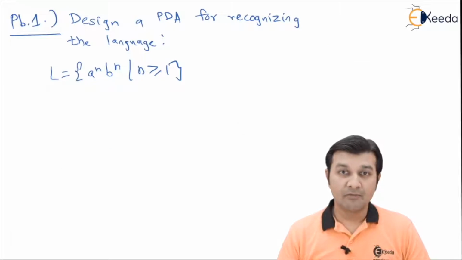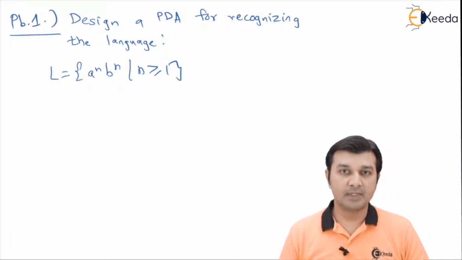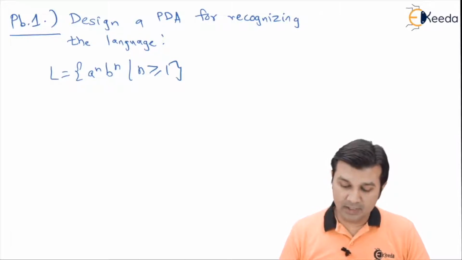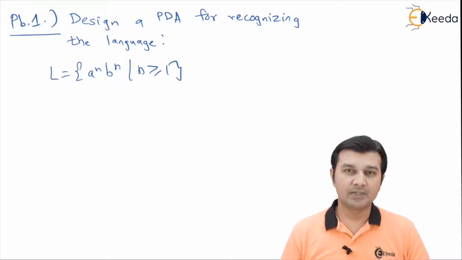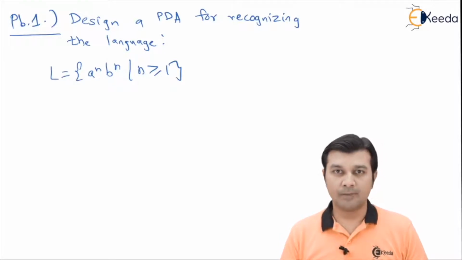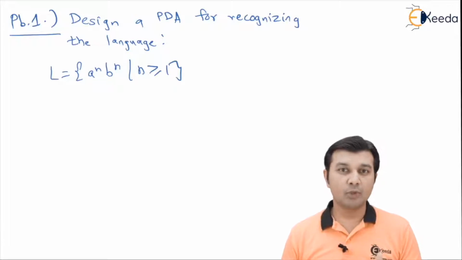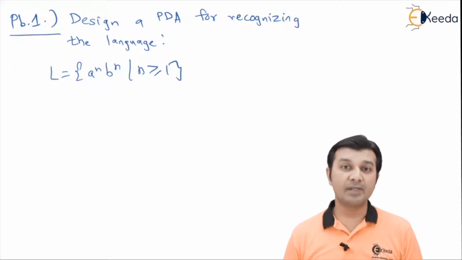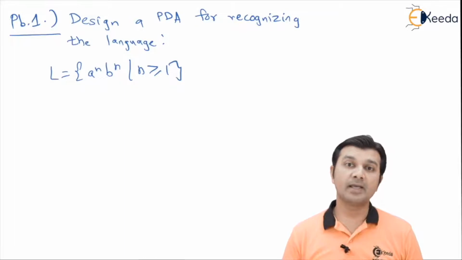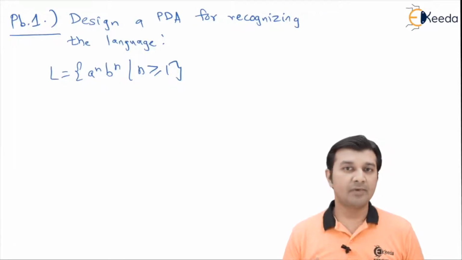So friends, we are moving to the very first problem, which says design a push down automata for recognizing the following language, and the language is L equal to a raised to n b raised to n, where n's value is greater than or equal to 1. Now in the previous videos we have discussed the same problem and we know the logic for it. So we know that for every a I'm going to push one a onto the stack, and for every b I'm going to pop the corresponding a from the stack, or we can say for every a push one x and for every b pop one x. You can consider any alphabet of your choice.